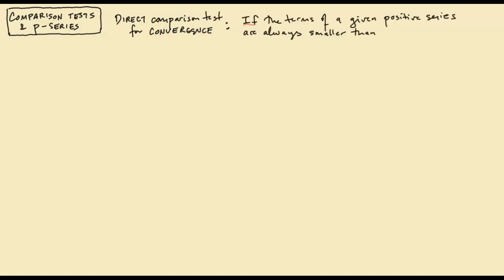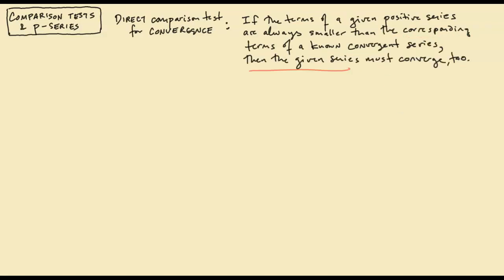But now let's actually get into our first comparison test. The first one we will discuss is called the direct comparison test for convergence. Let me give you the statement, and then I will explain why it holds. If the terms of a given positive series are always smaller than the corresponding terms of a known convergent series, then the given series must converge too.